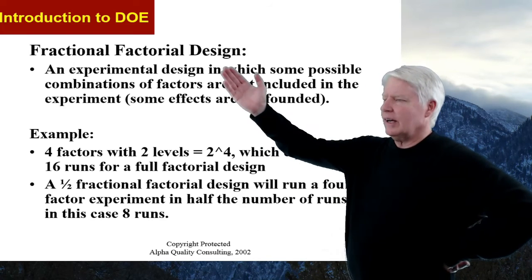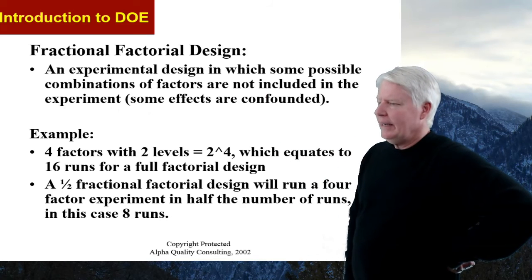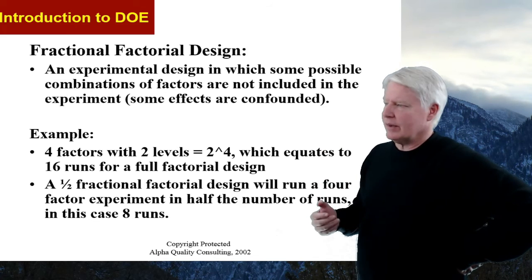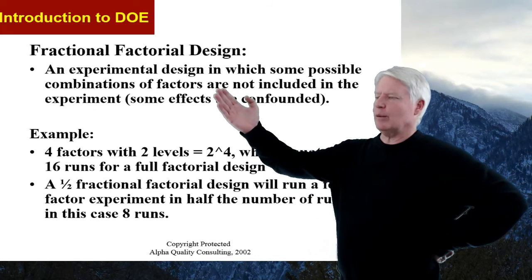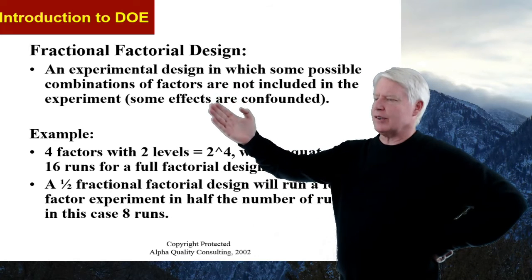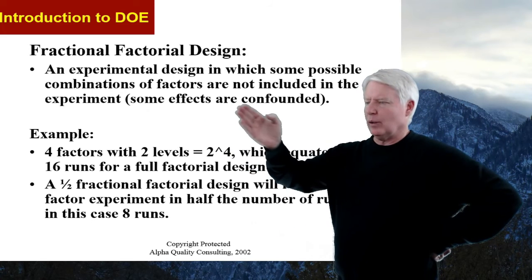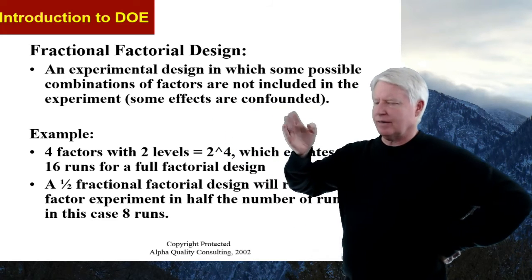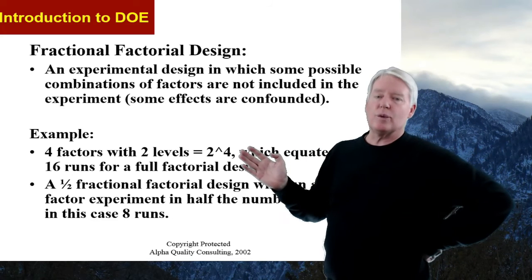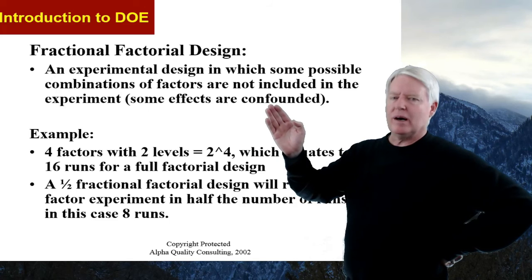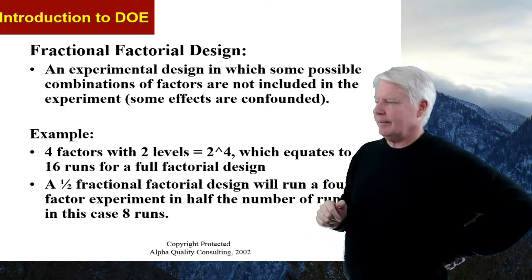All right, we've already discussed this, fractional factorial design. I can't afford to run a full factorial design, so I'm going to run a half fractional factorial. What does that mean? You throw half the runs out. An experimental design in which some possible combinations of factors are not included in the experiment. And we'll describe later what it means, but some effects are confounded. Whenever you throw runs away, you could have problems with confounding. I'm going to save that for another module, but we're going to define that later.